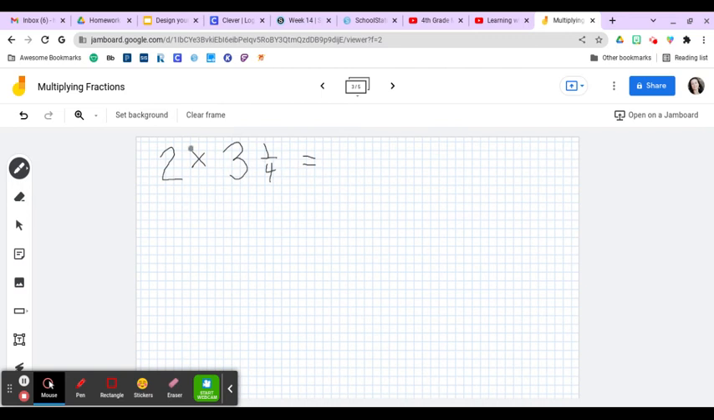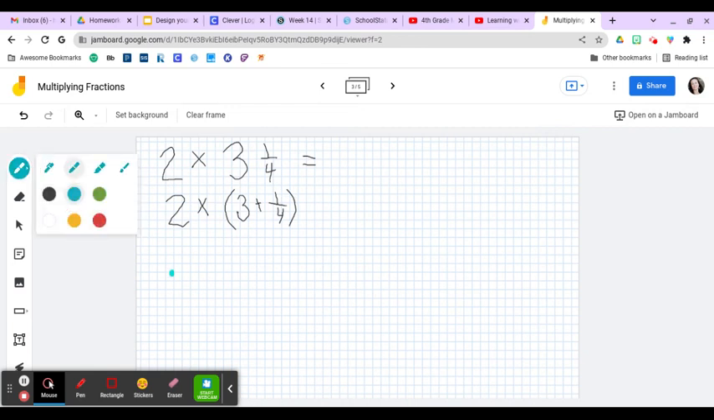When we multiply a mixed number times a whole number, we use the distributive property, or that's one way that we can do it. And so remember, the distributive property tells me that I can multiply 2 times 3 and 2 times 1/4. So we've learned that 3 1/4 can actually be rewritten like this: 3 plus 1/4. So that helps us see the distributive property a little bit more.